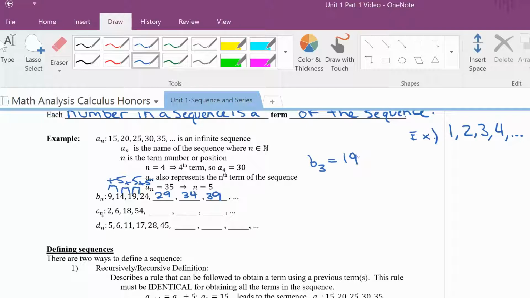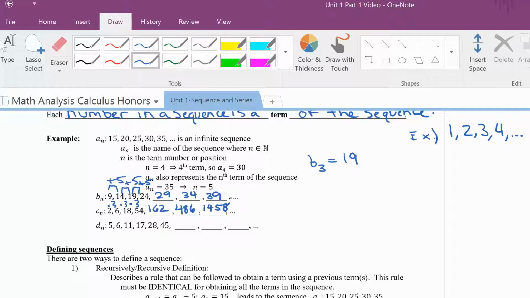So if we're talking about the sequence C, 2, 6, 18, 54, well, notice now you're multiplying by 3 to go from term to term. So 54 times 3 is 162. 162 times 3 is 486. And then it's 1,458.